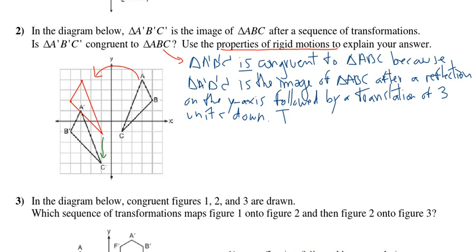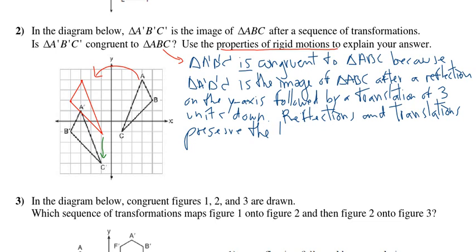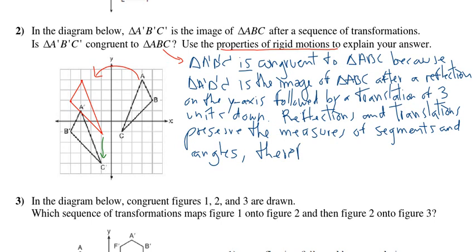So continuing, reflections and translations preserve the measures of segments and angles, therefore the triangles are congruent.